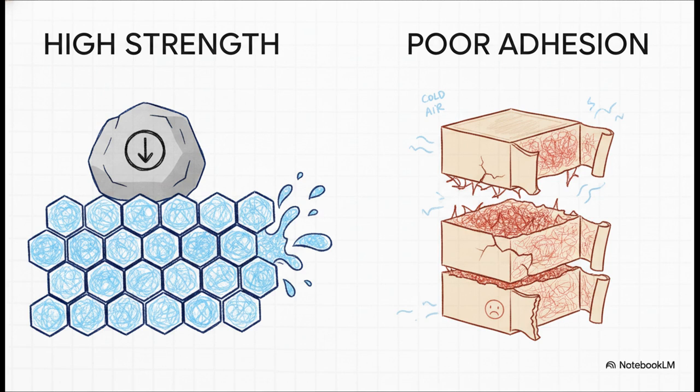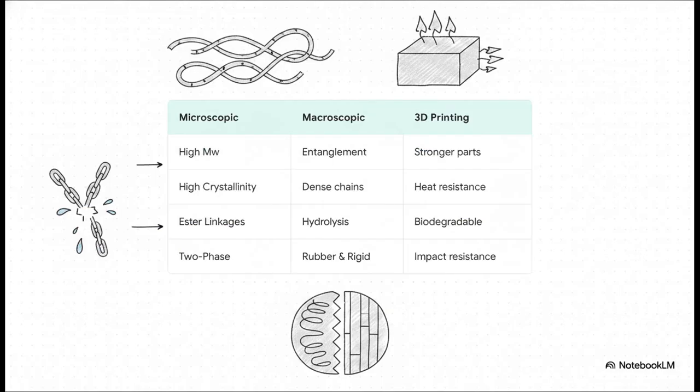Just a quick pro tip for printing though. While maximizing crystallinity gives you great rigidity, if you cool it too fast trying to force it, your layer adhesion is going to suffer. Keep this revision summary handy. It's basically your ultimate cheat code. It perfectly links the invisible microscopic properties to the physical macroscopic effects, and exactly what that means when your extruder gets to work.